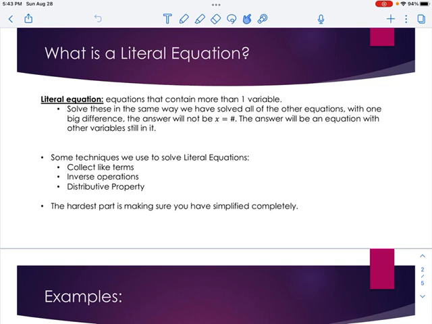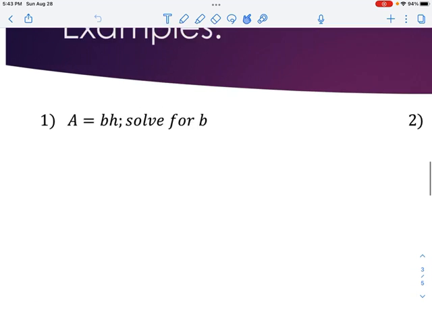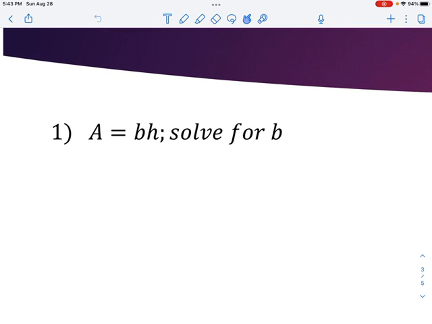Some of the techniques we will be using to solve literal equations are things like collecting like terms, inverse operations, maybe the distributive property. And the hardest part is making sure you have simplified the equation completely. So let's take a look at this. So on this first one here, we are going to solve this equation for b.